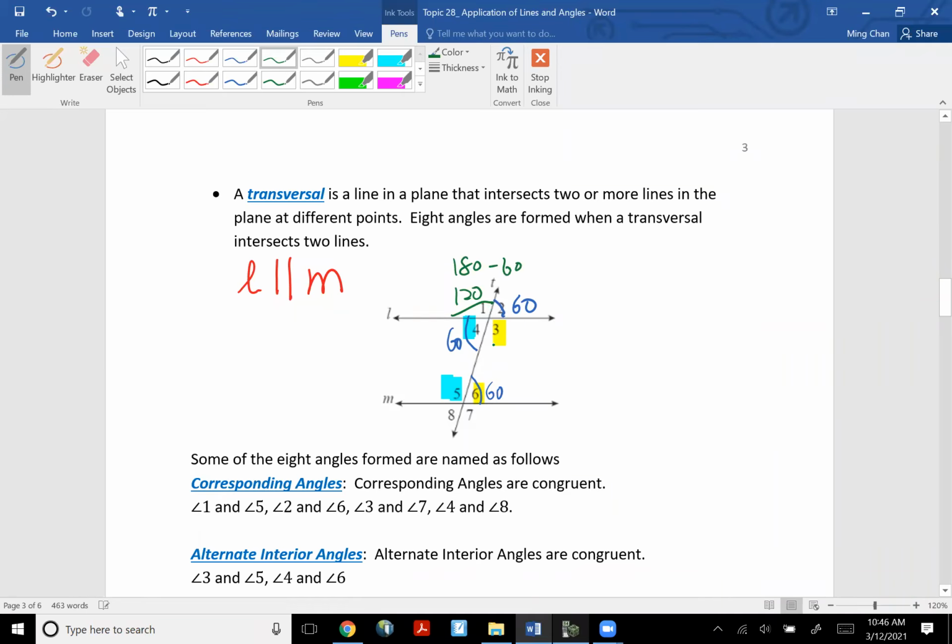So by the vertical angle, angle 3 will also be 120. By the corresponding angle or by the alternate interior angles, 5 is also 120. Therefore, by the vertical angle, 7 is 120. By the vertical angle, 8 is 60, right?